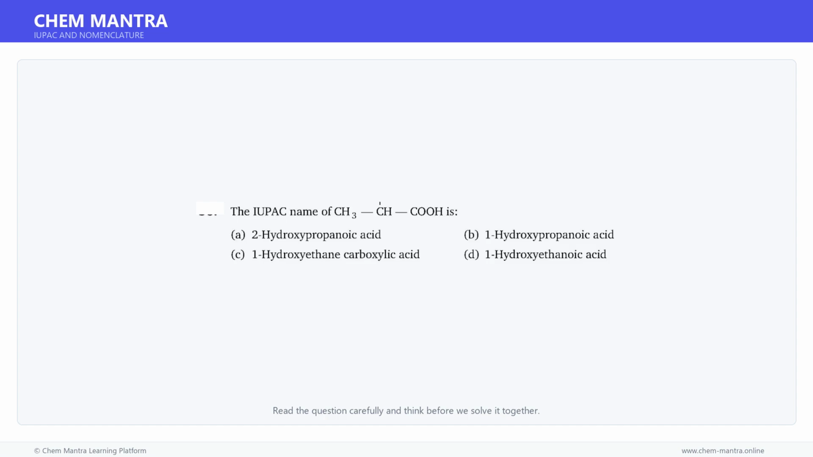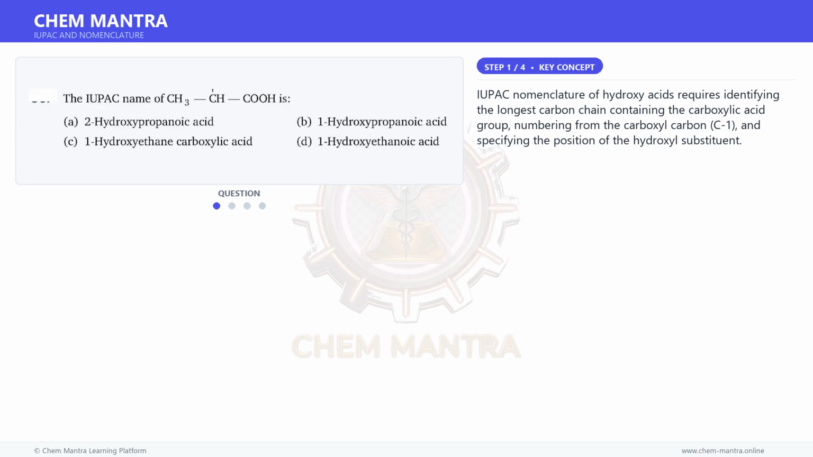Here is a question. Read it carefully and think about the answer. Let us solve it step by step. Let us first understand the key concept here. IUPAC nomenclature of hydroxy acids requires identifying the longest carbon chain containing the carboxylic acid group, numbering from the carboxyl carbon, C1, and specifying the position of the hydroxyl substituent.